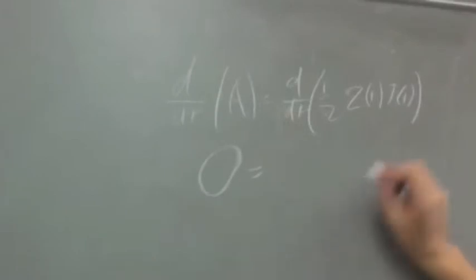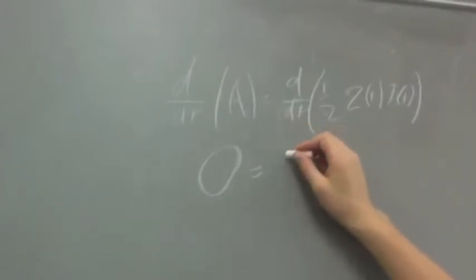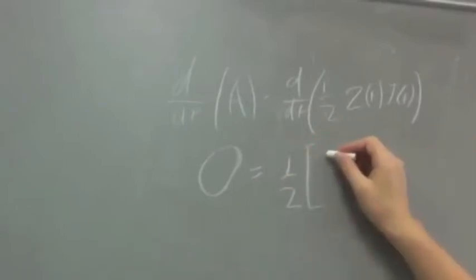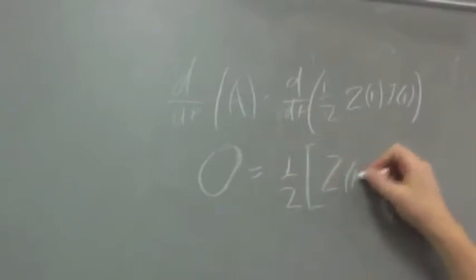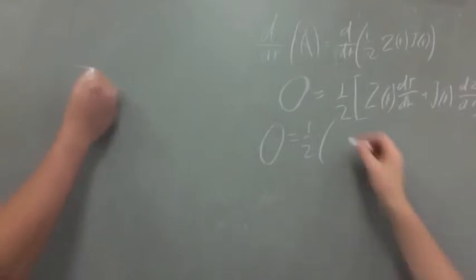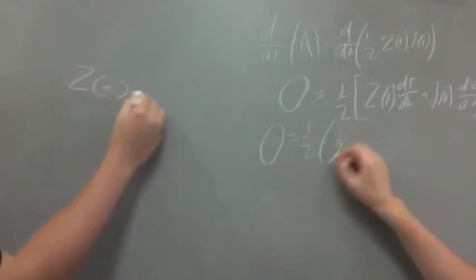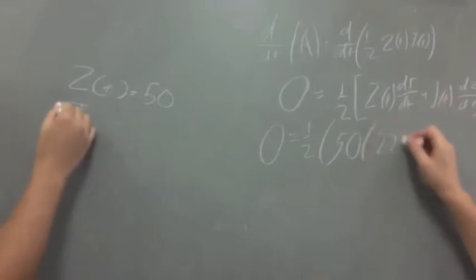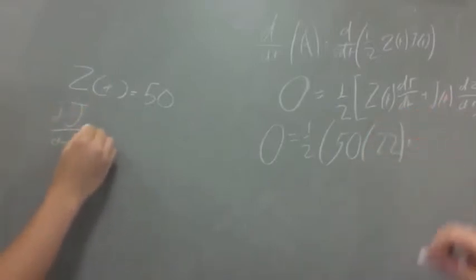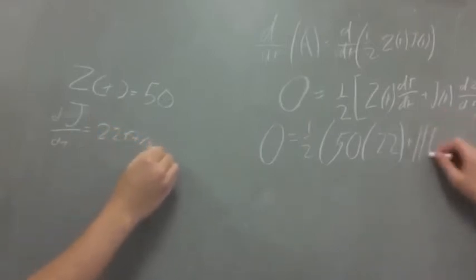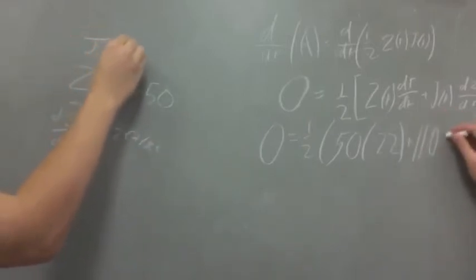Now we have to use the product rule. Due to the constant multiple, we don't have to bother with the 1/2, so that gets put out to the side. Now we take the derivative of the inside. Let's plug in what we know. Z of t is equal to 50. dJ/dt is equal to 22. J of t is equal to 110. dZ/dt is what we're trying to find.